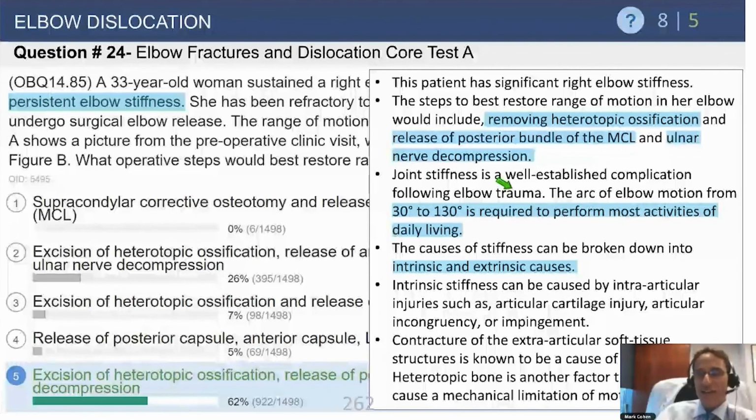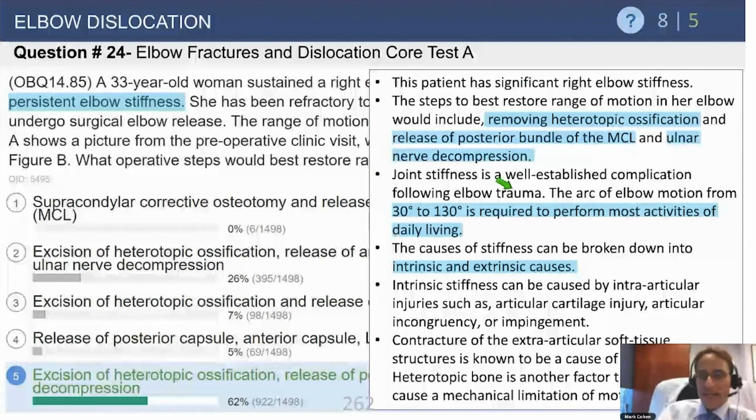The ulnar nerve not uncommonly scars down after elbow injuries. So patients that have limited elbow flexion not uncommonly have ulnar nerve scarring. It can be the ulnar nerve that becomes scarred down that actually leads to the loss of elbow flexion. So anytime someone has a traumatic injury of the elbow and they're developing stiffness, you have to evaluate their hand for motor and ulnar sensory loss. You have to perform a Tinel's sign along the ulnar nerve in the cubital tunnel.